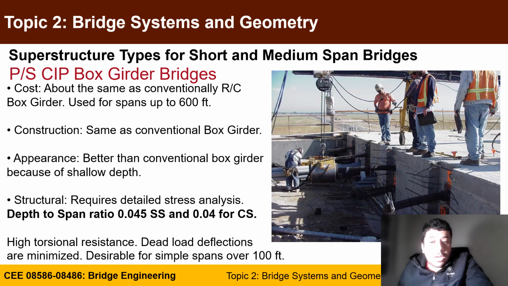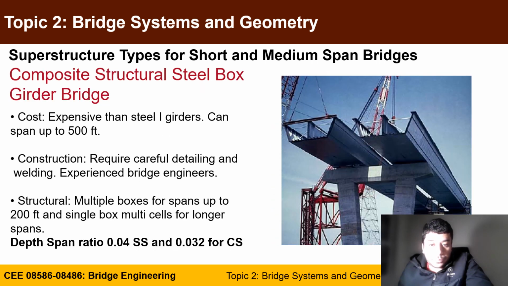And here is one photo showing after casting the box, where we insert the pre-stressing strand and post-tension the structure after. The last box girder system is composite structure steel box girder, as you can see here. So the box is formed by steel sheet. They are welded together.